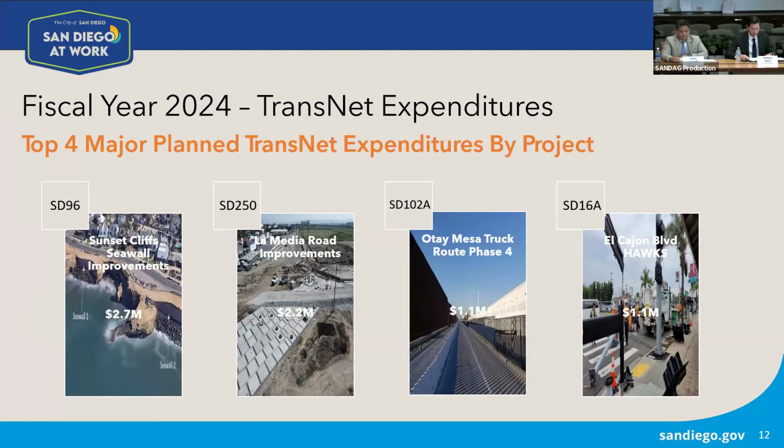The city currently has over 130 open and active CIP projects that are either fully or partially funded by TransNet. This slide shows the top 4 projects with the largest anticipated TransNet expenditures for fiscal year 2024. We're estimating to spend a total of about $7.1 million of TransNet funding on these 4 projects alone. This is 33% of the total projected TransNet CIP expenditures for FY24. I'd like to take a closer look at each of these 4 projects.